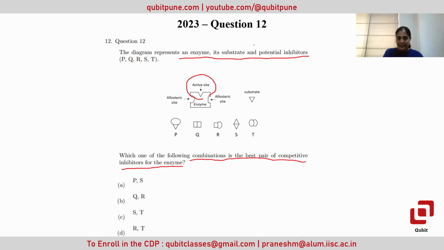By understanding this, the substrate is triangular in nature, so we can see that P and S, these two potential inhibitors, have this kind of structure which can get easily attached to the active site. So option A is the correct one.